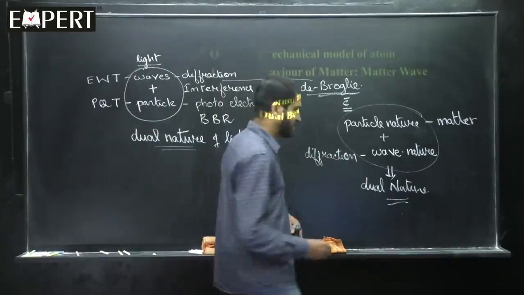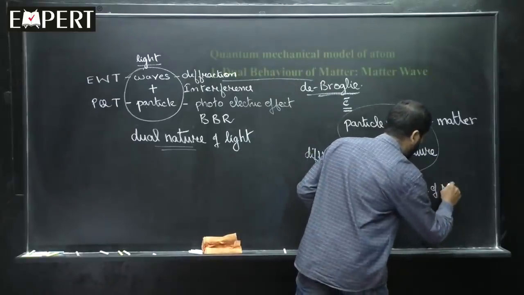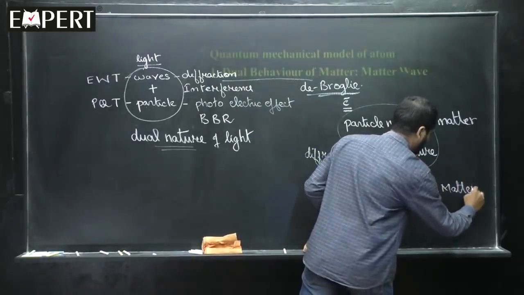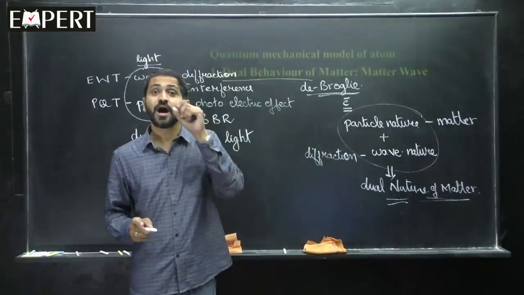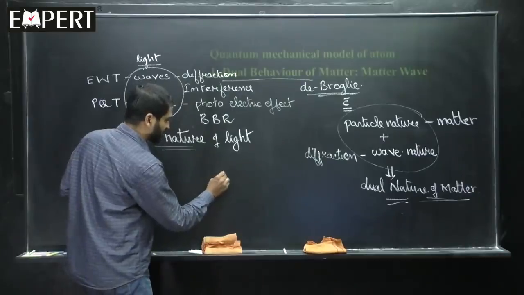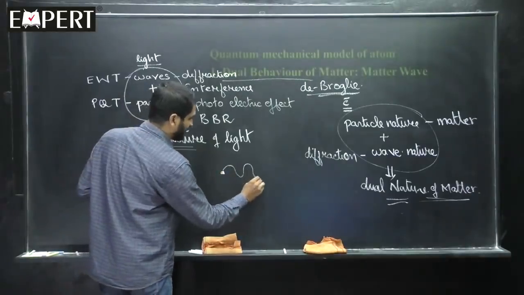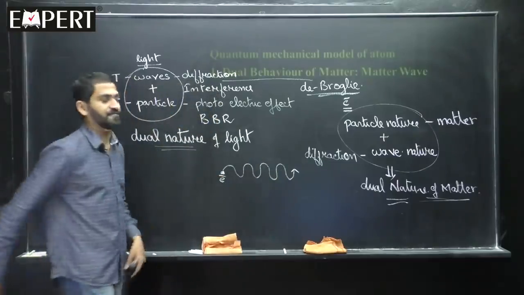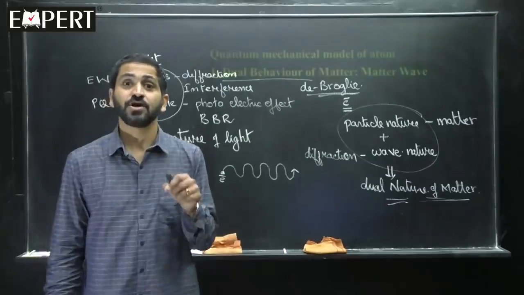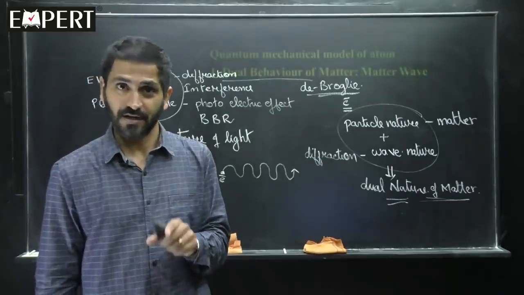As electron is a matter, you call it as dual nature of matter. Electron is a matter. It means if electron is coming from any source, how will it travel? If electron is coming from any source, electron will travel in the form of wave. This is known as dual nature of electron. I hope it is clear.